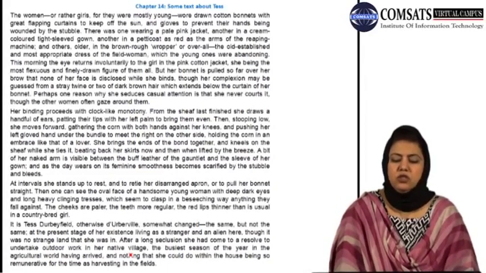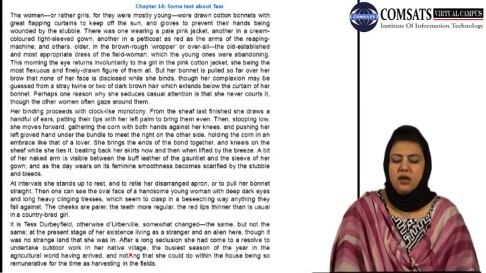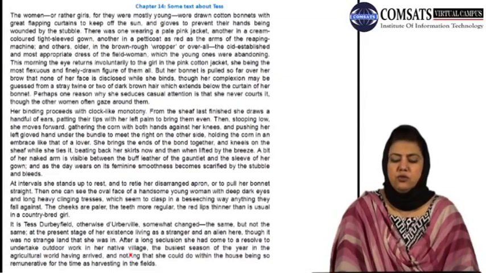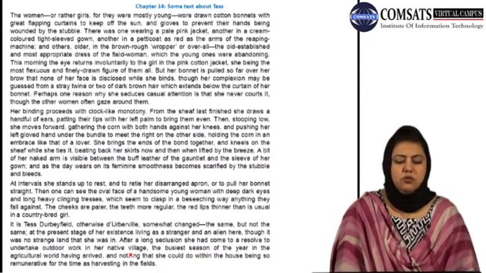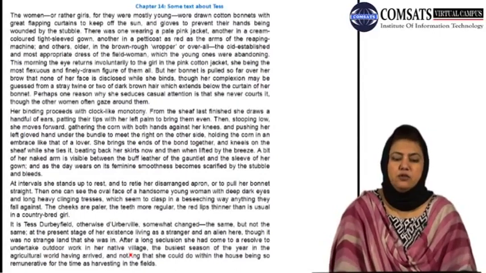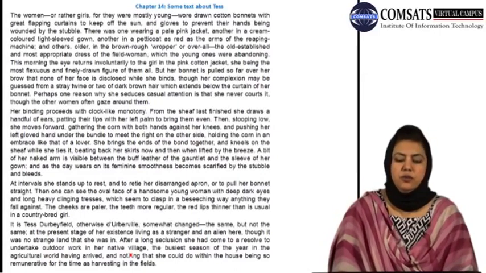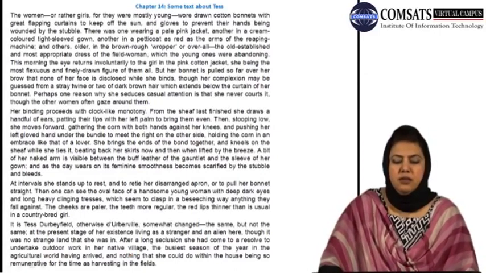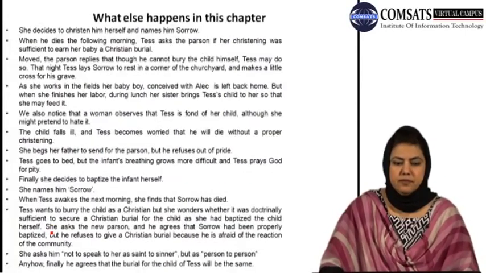After a long seclusion, she had come to resolve to undertake outdoor work in her native village, the busiest season of the year in the agriculture world having arrived, and nothing that she could do within the house being so remunerative for the time as harvesting in the fields." So finally she has decided to come out in the world and to work as the other women around her work in the fields at this time of the year.